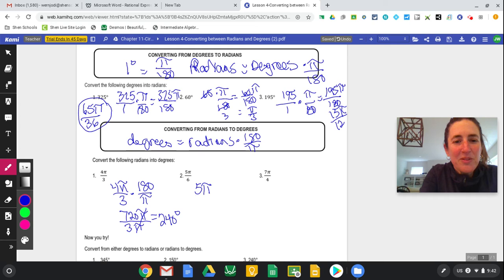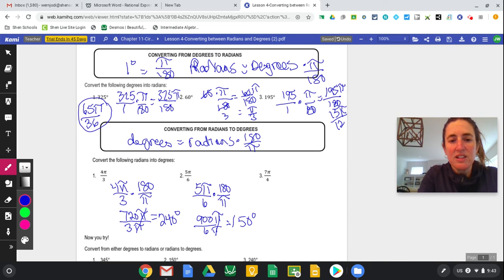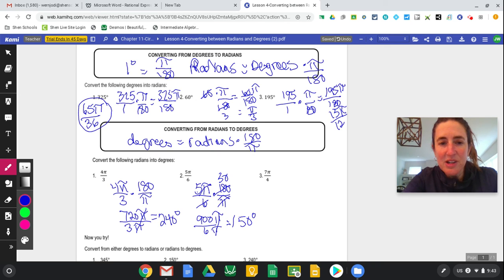5 pi over 6 times 180 over pi. You could take the 5 and multiply it by 180. You get 900 pi divided by 6 pi. Again, the pi's cancel, and 6 goes into 900, 150 degrees. Or sometimes I like to go like this: 6 goes into 180 30 times. 30 times 5 is 150, and the pi's cancel out. Many different ways to solve this.